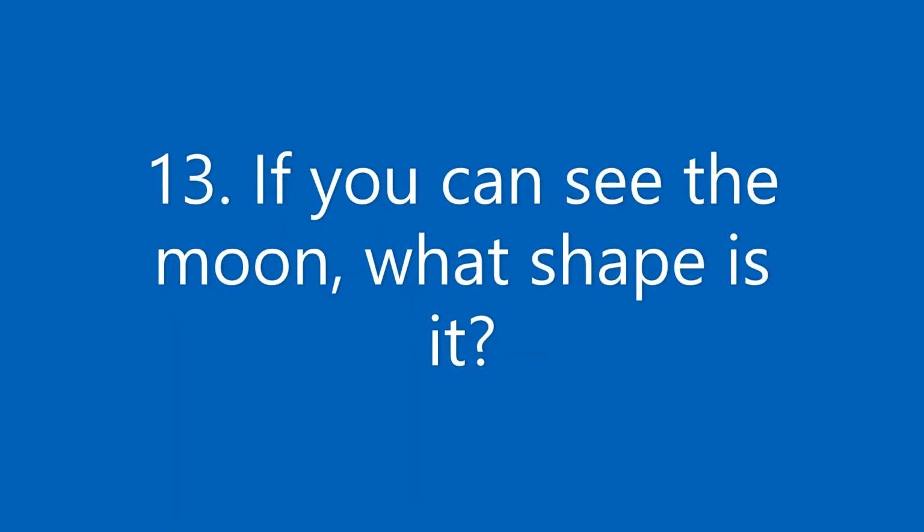Question 13. If you can see the moon, what shape is it? One side of the moon always faces the sun, even though the moon revolves around the Earth, which itself revolves around the sun. Because of this and other movement, from the Earth, we cannot always see the entire bright side of the moon. When we do, we can see the full moon. But at other times, we see different phases of the moon. Sometimes we cannot see any moon at all.